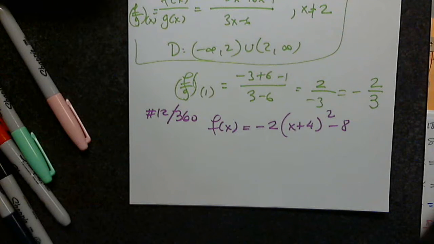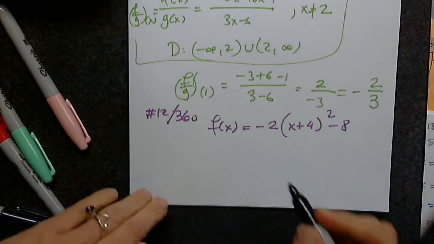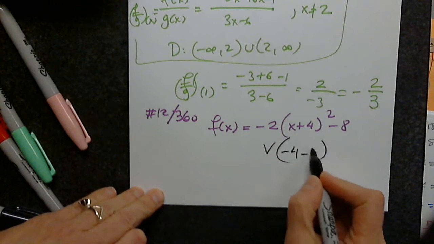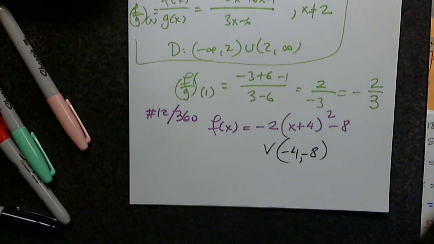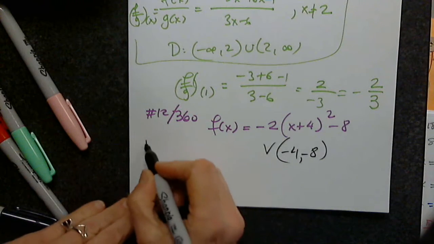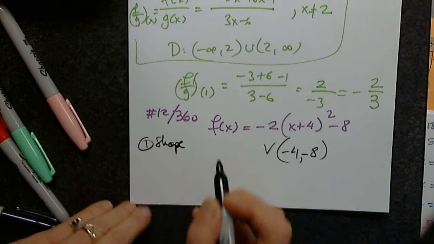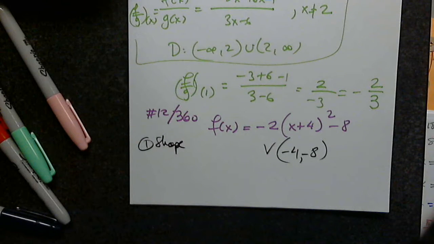You don't need me. You really don't. So -4, -8 is the vertex. So what is the difference from the other form? I'm given the vertex and I don't need to calculate it. That's the only difference. Okay? So step 1 is still the same shape. You already have the graph in your head, even if we didn't graph it yet.